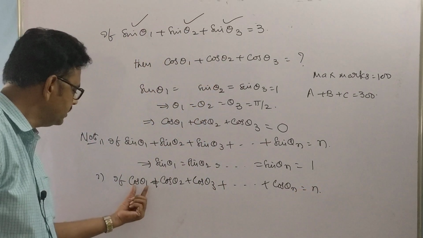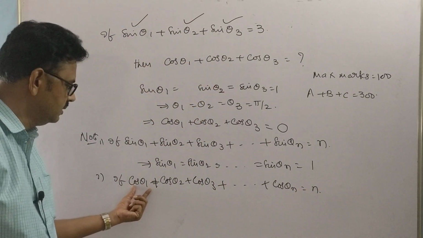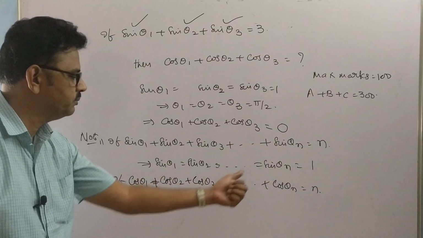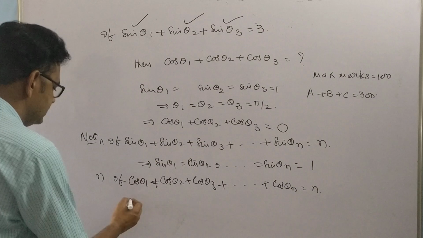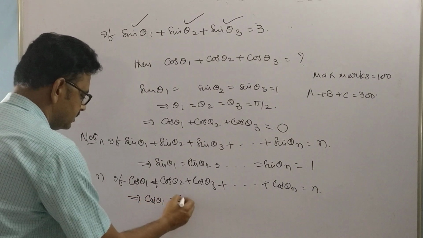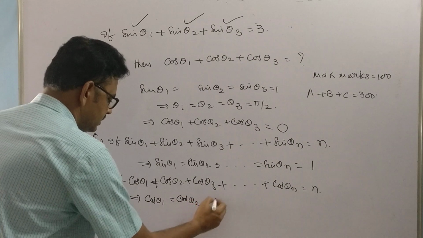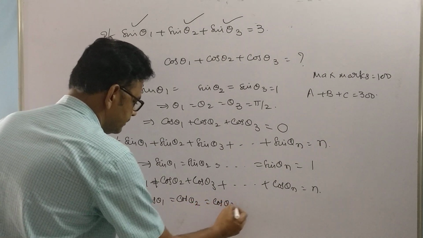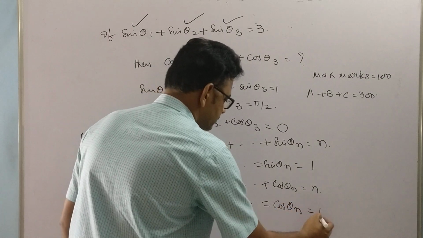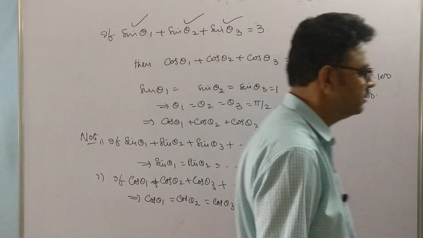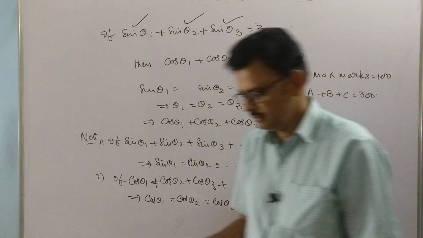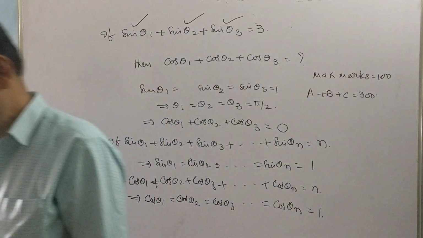the maximum value of cos is also 1. So this is 1, this is 1, this is 1, 1 plus 1 plus 1 up to n times, that is n. Implies cos theta 1 is equal to cos theta 2 is equal to cos theta 3 and also equal to cos theta n is equal to 1. Each one is equal to 1 only, it is possible. Okay.